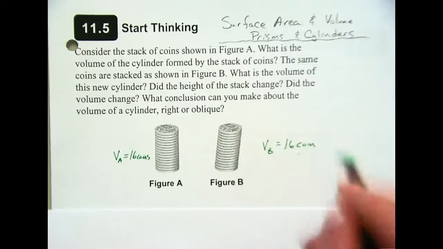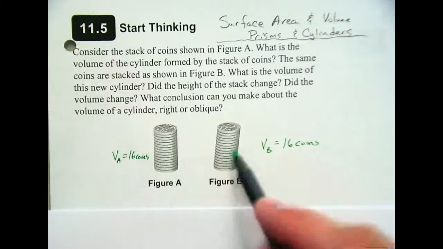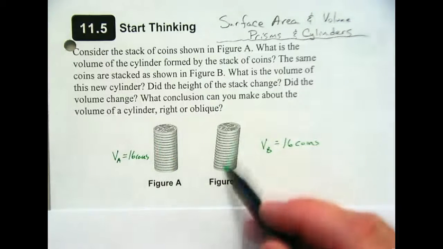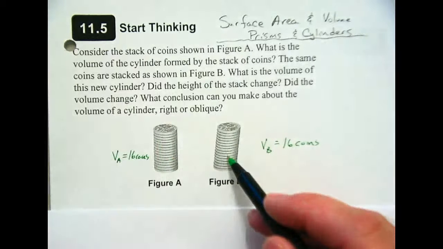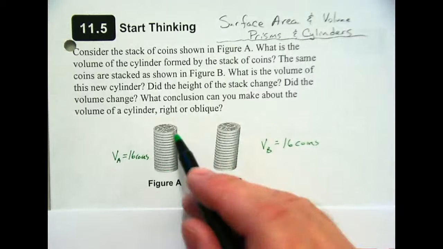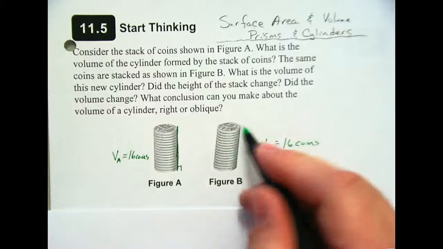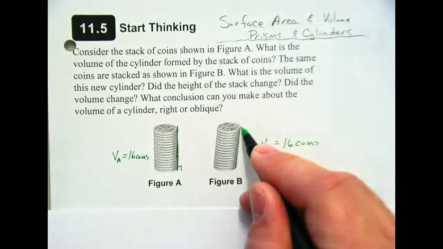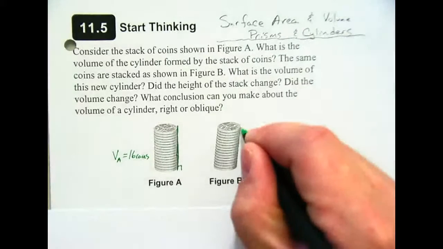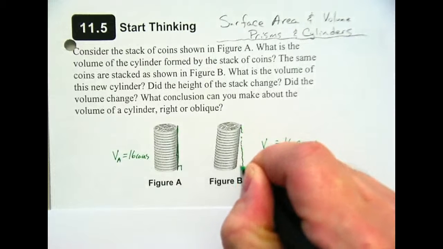So this is called a right cylinder. This is called an oblique cylinder. Okay? We have a right cylinder because it comes down and hits the base, the surface that it's resting on, at a right angle, whereas this one doesn't. The actual height of this figure, this would be like if it was a building made of coins. That'd be kind of a cool building.